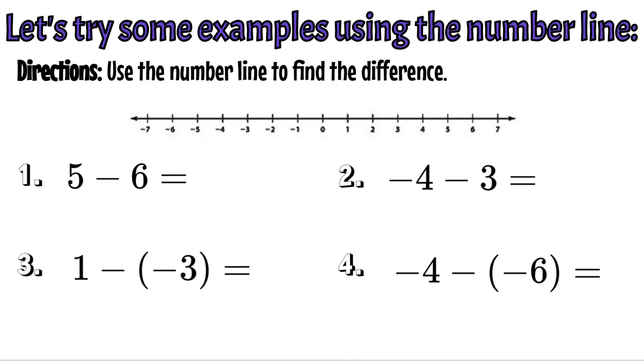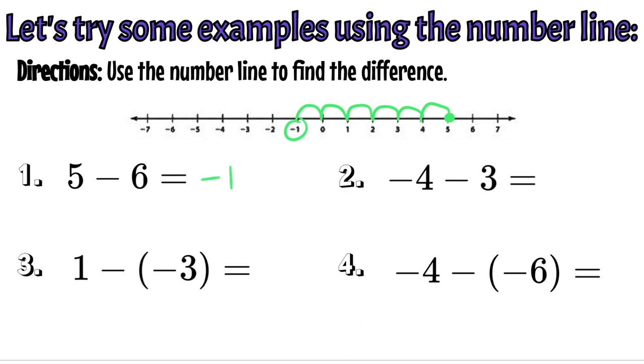Remember, the first thing we want to do is plot the first number on the number line. So the first number in our problem is 5. So we plot the point for 5 on the number line. Now we're subtracting 6, which means that we're moving left on the number line. So we're moving left 6 spaces. 1, 2, 3, 4, 5, 6. That brings us to -1, which tells me that 5 minus 6 equals -1.